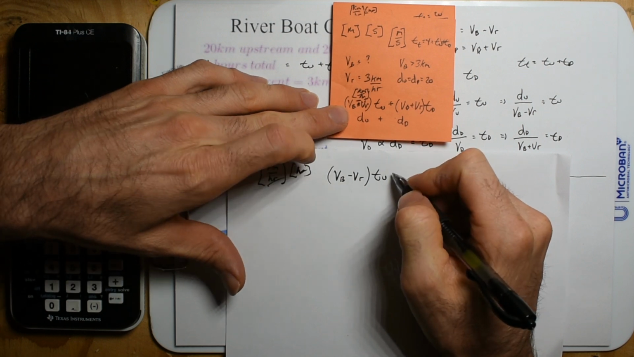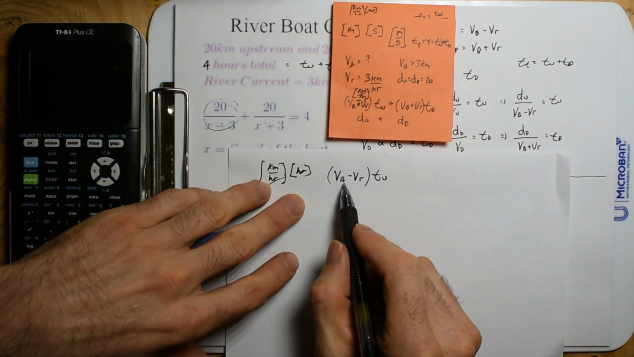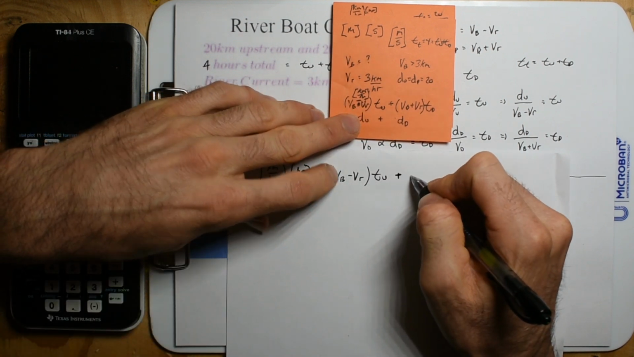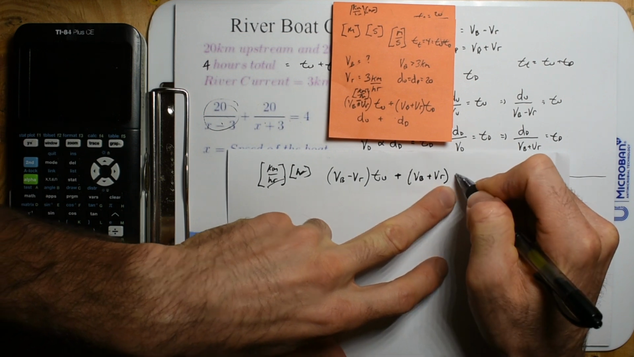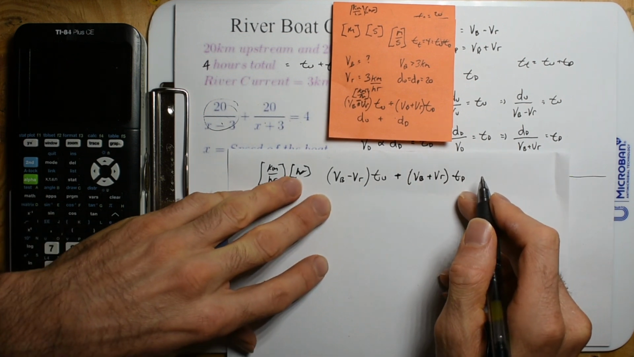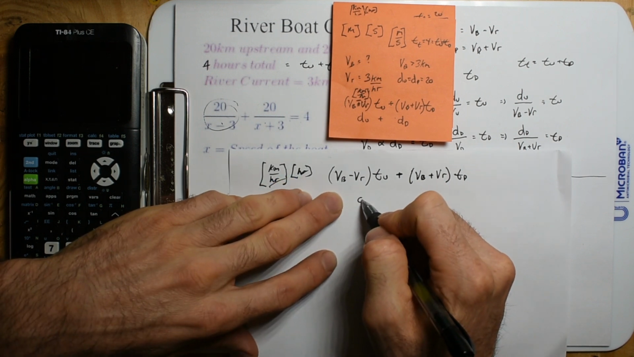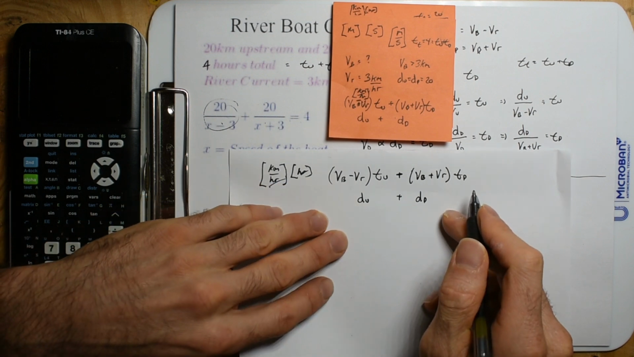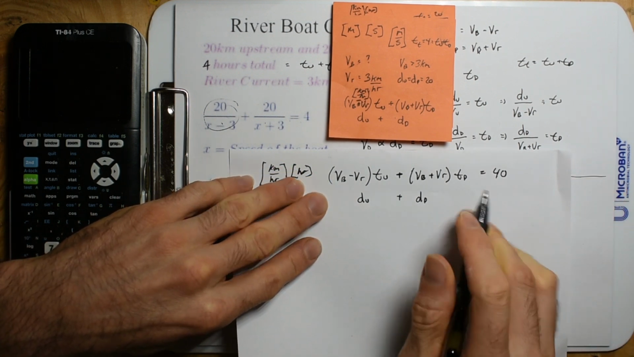And then that's going to give me, what does this give me? Velocity times time. That's going to be the distance. Cool. So then I'm going to say plus the velocity of the boat downstream plus VR times the time that it takes downstream. And then I just said, hey, I can see that this is the distance upstream plus the distance downstream. Sweet. So I can say that this is going to be 40.